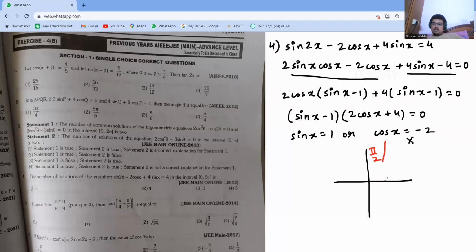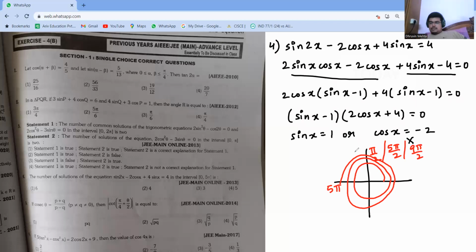Second will be when we come, so that is one rotation, that's pi by 2. When we come in the second rotation, it's going to be 2 pi plus pi by 2, which is 5 pi by 2. And then when we come in the next rotation, because we have to go up to 5 pi, it's going to be 4 pi plus pi by 2, which is 9 pi by 2. Three solutions possible, three values of x.